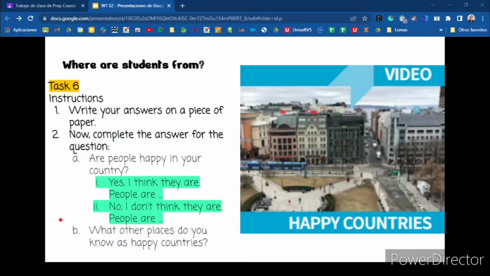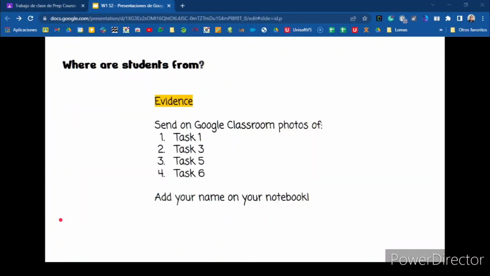Okay, thank you for pausing the video, and let's finish this. This has been our session today. This is what it is expected to do, and then this is the explanation you need to follow. Now, don't forget your evidence. You need the evidence from the task 1, 3, 5, and 6. And add your name on the notebook or piece of paper you were working on. It's super important to connect our mind to the paper. It helps us a lot.